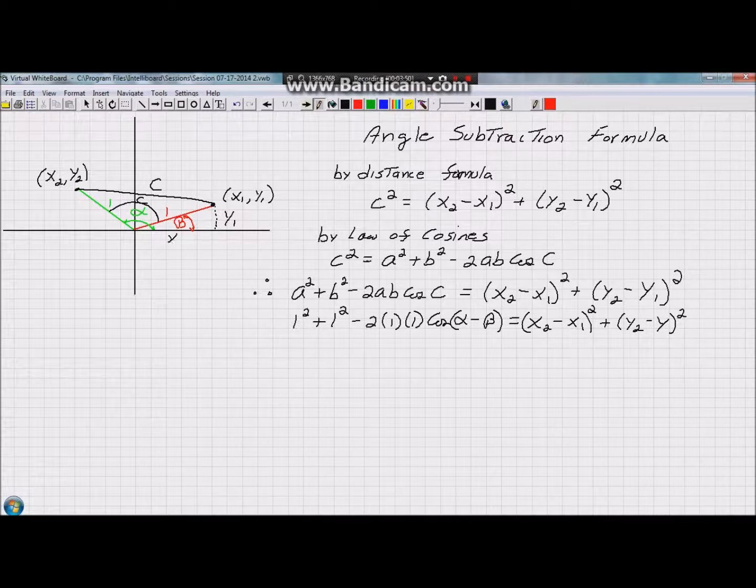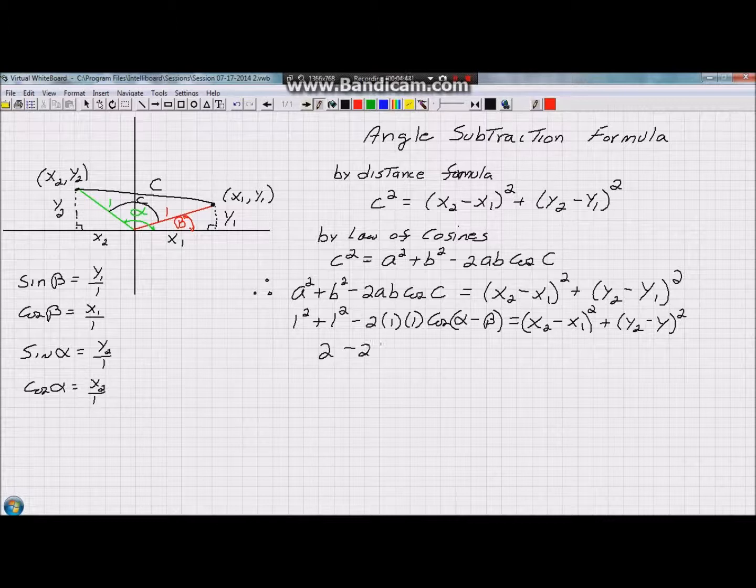Next thing I'm going to do is drop some perpendiculars from each of the points to the x-axis. In this way, I can use my trigonometry to say sine of beta is equal to y sub 1 over 1. Cosine of beta is equal to x sub 1 over 1. Sine of alpha is equal to y sub 2 over 1. And the cosine of alpha is equal to x sub 2 over 1.